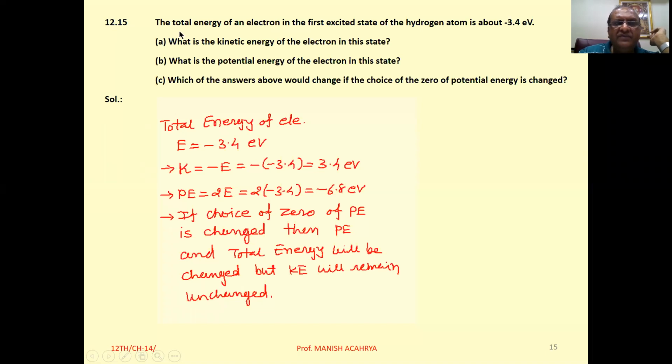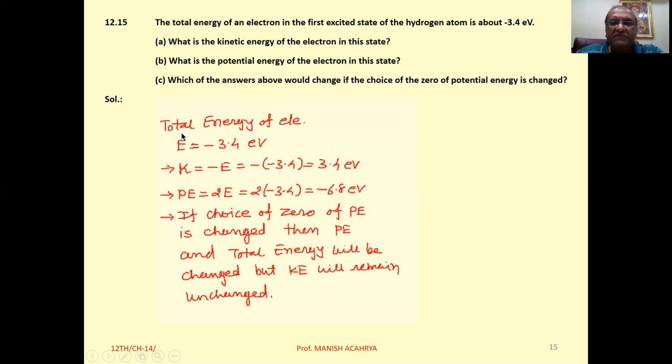Next, 12.15. The total energy of an electron in the first excited state of the hydrogen atom is about minus 3.4 electron volt. A. What is the kinetic energy of the electron in this state? B. What is the potential energy of the electron in this state? C. Which of the answers above would change if the choice of the zero of potential energy is changed?